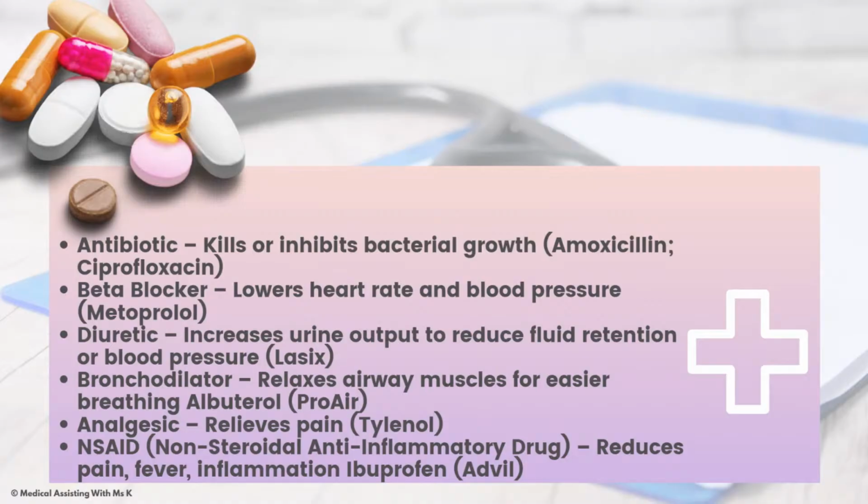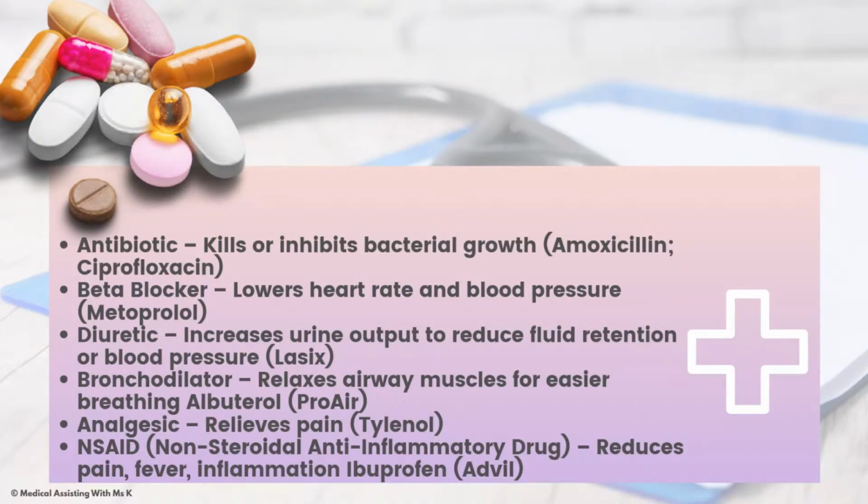Now, I'll give you a hint here. You know amoxicillin and penicillin are all antibiotics. So for certain medications, you'll be able to know what they are just based on the end of the name, the suffix. Even metoprolol, atenolol, propranolol, those are beta blockers, and they lower heart rate and blood pressure.